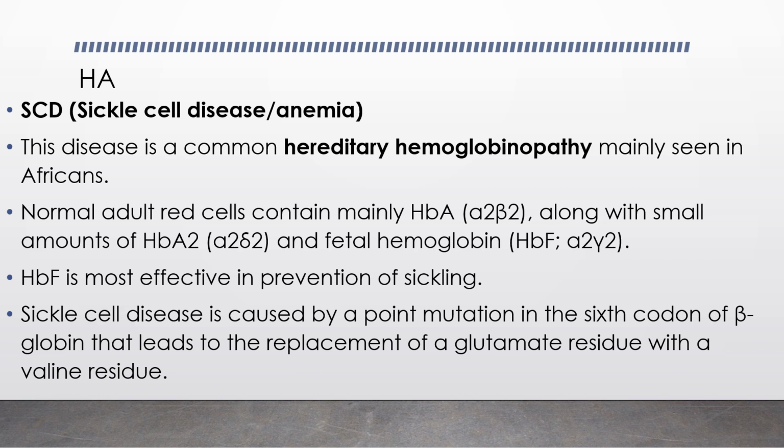Sickle cell disease is caused by a point mutation in the 6th codon of beta globin, that is, replacement of the glutamate amino acid with a valine residue. Again, an amino acid, another one. So it changes the reading, it shifts the reading, and other amino acids are seen later on. Of course, that makes the molecule abnormal.